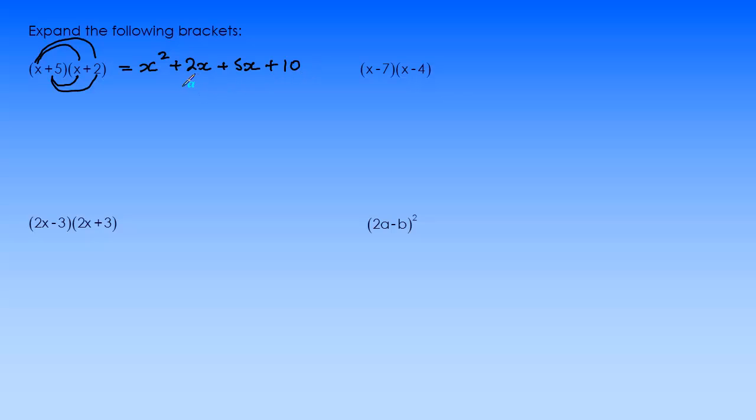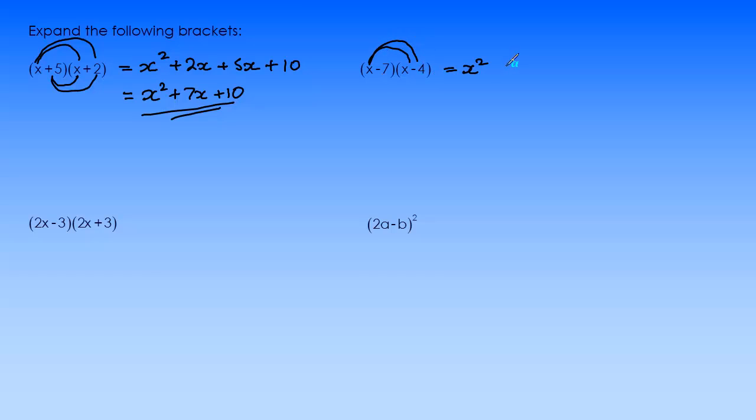Now if you look at the two middle terms, they're like terms, just a number of x's. 2x's add 5x's gives us 7x. So that's x squared plus 7x plus 10. Now we'll do the same thing with this one. So x times x is x squared.